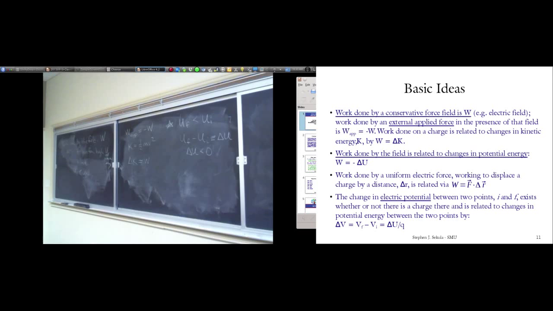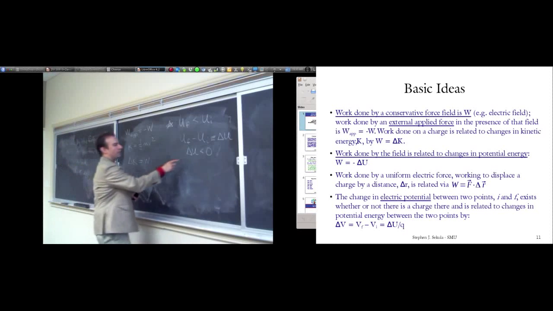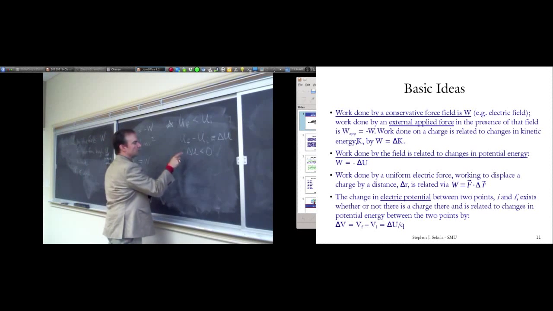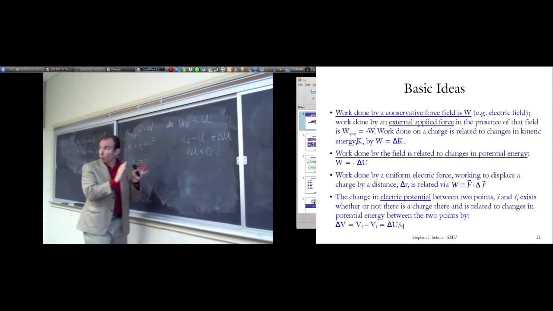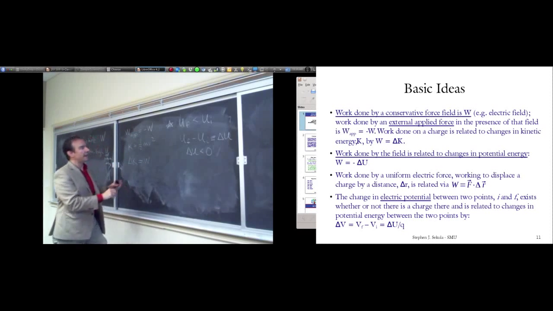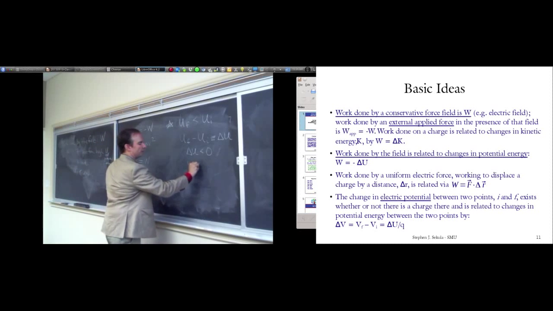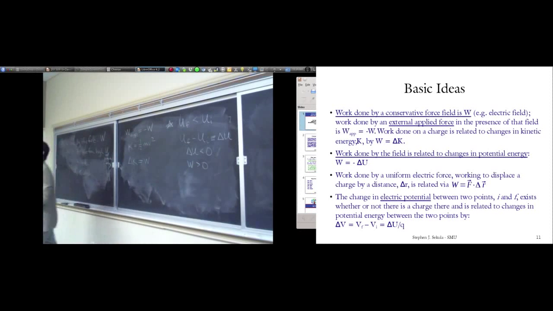But if the only thing that's moving an object from high potential energy to low potential energy is a conservative force field, then the only thing that's causing this change is the work done by the field. And in the case that this is true, W is greater than zero. When the field does work, W greater than zero, it moves things from high potential energy to low potential energy. But we know the change in potential energy is a negative number. It's less than zero. There are no other sources of energy in the problem.